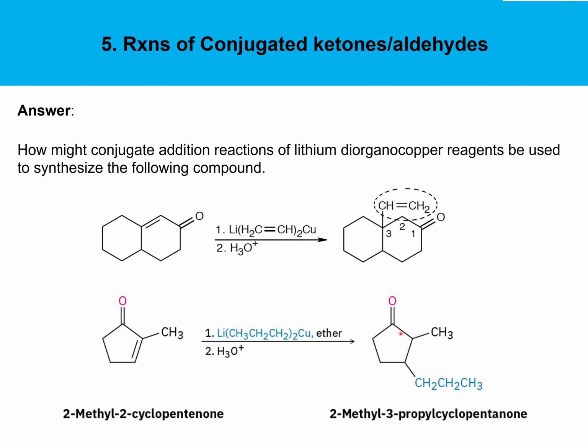So if this is the ketone, this is the alpha position, this is the beta position, we want to add this propyl group. So our Gilman reagent will have lithium with two ethyl groups attached to copper. And then we would be adding that to an alpha-beta unsaturated carbonyl, so the alpha-beta position has a double bond, and that is next to this ketone.